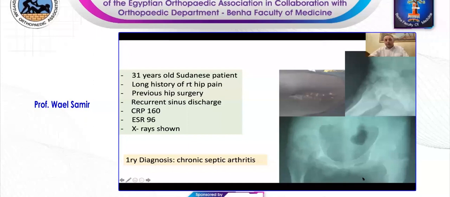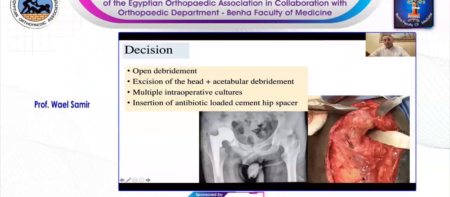So our decision was two-stage hip arthroplasty because this patient is young and active, and the first stage will go inside and remove the head and debride the acetabulum and remove all the membrane inside and take tissue culture for histopathology. We usually take around 4 to 6 samples from inside the joint.